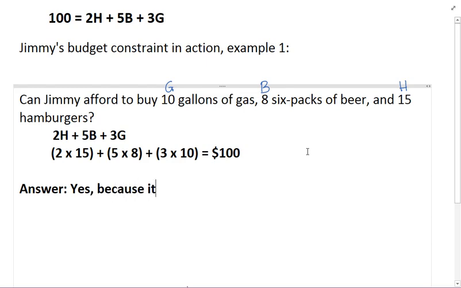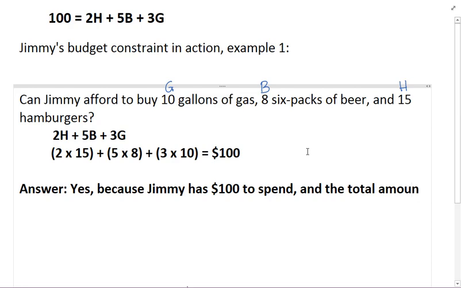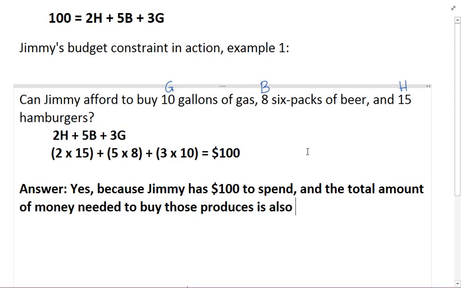Because Jimmy has a $100 budget, and the total amount of money he needed to buy those products is also $100. So if the total was more than 100, he wouldn't be able to afford it. If the total was less than 100, he hasn't used all of his money.